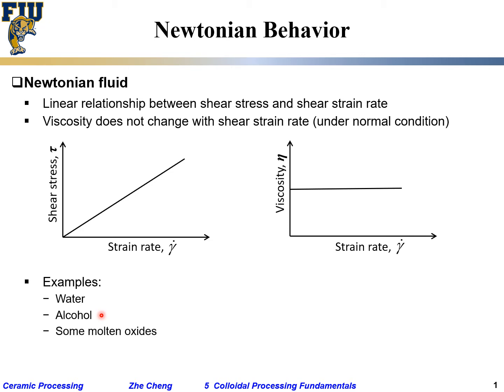And some molten oxide. Some molten oxide, we are talking about ceramics. When you heat up to high enough temperature, they may be liquid. Like tellurium oxide, you will find it flows like liquid mercury very easily. Newtonian fluid. And some well-dispersed colloidal suspension. For CMP, for polishing slurry, well-dispersed colloidal suspension at low concentration behaves like a Newtonian fluid.